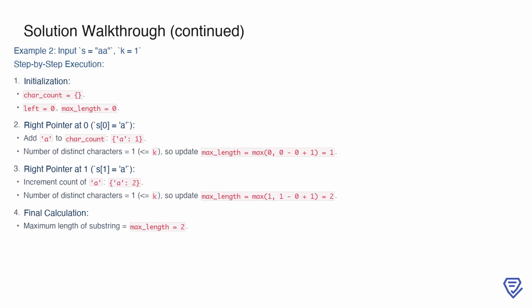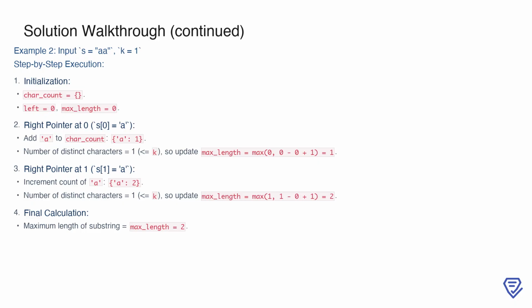In this example, we are given the string "aa" and k equals 1, meaning we need the longest substring with at most one distinct character. We begin by initializing char_count as an empty dictionary, left as 0, and max_length as 0. At position 0, the character is a. We add it to the dictionary, resulting in char_count being a1. Since the number of distinct characters is 1, which is within the limit, we calculate the current substring length as 1 and update max_length to 1.